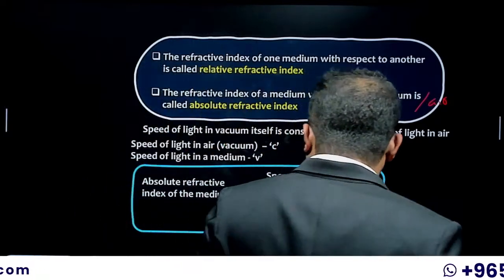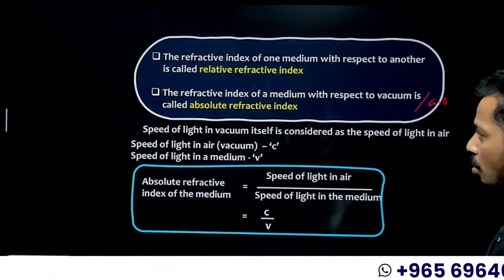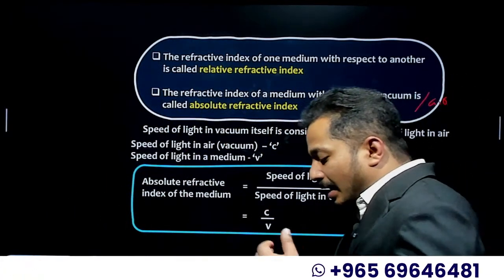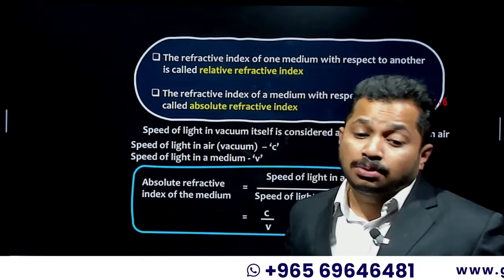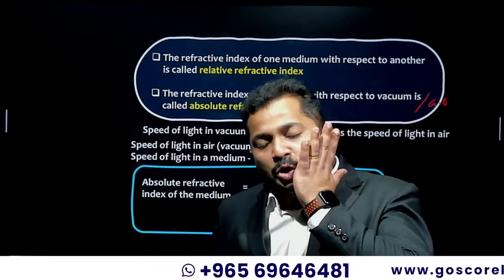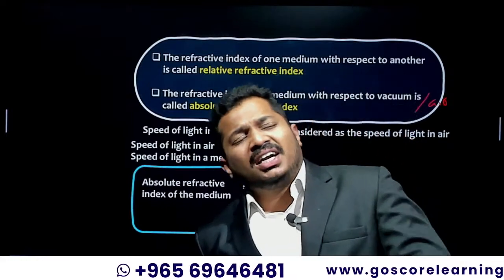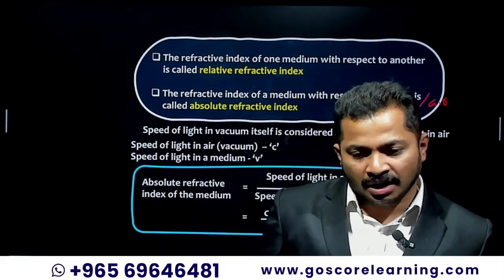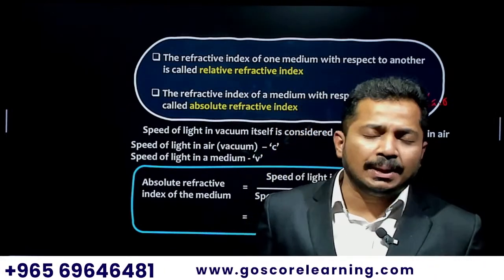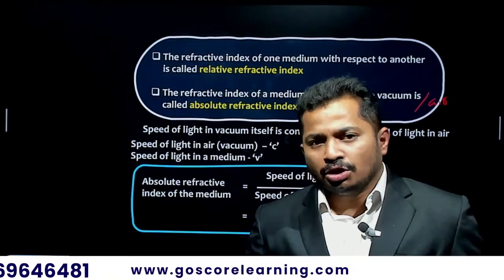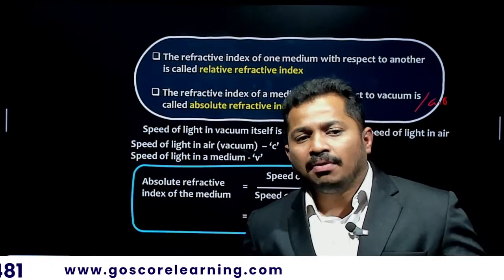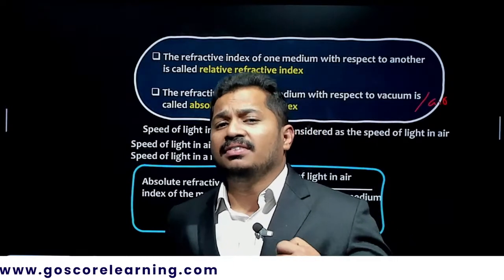So the refractive index of a medium with respect to vacuum, or with respect to air, is called absolute refractive index. Usually in numericals, the refractive index of glass is 1.5 and the refractive index of water is 1.33. When values like that are given, the value given is the absolute refractive index.